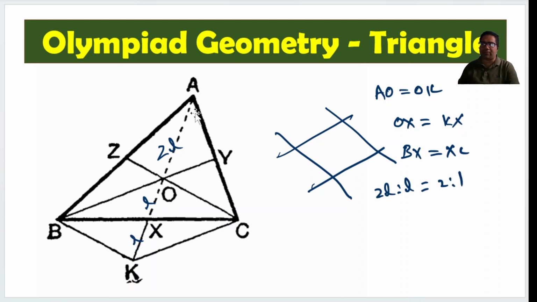We quickly summarized what we have done to prove that the medians are concurrent, and at the same time, that the centroid divides each median in the ratio 2 is to 1. Now for this problem, let us use this parallelogram. There is a parallelogram.